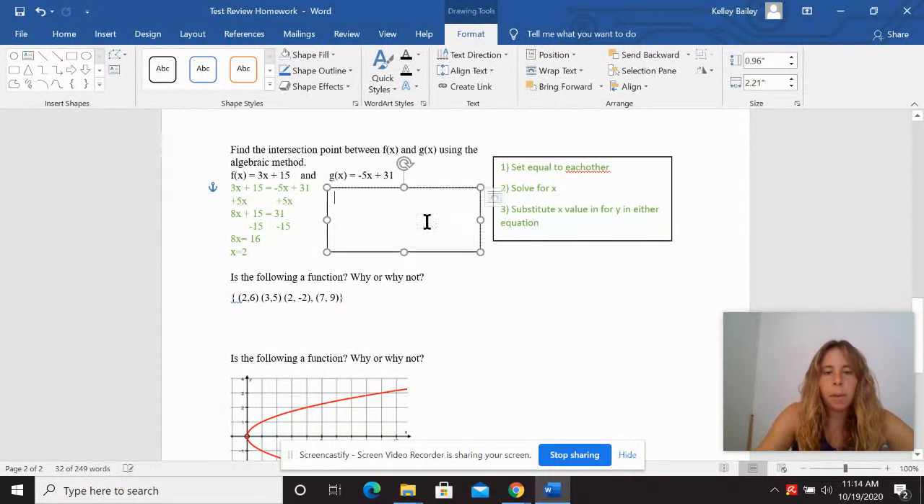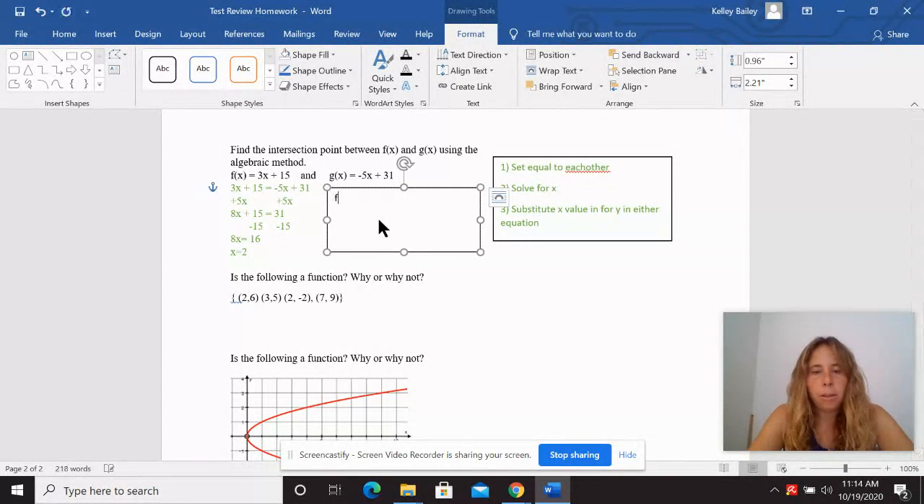Okay, so now my last step is to substitute the x value in either equation. So I'm going to take 2 and I'm going to substitute it in for x in either equation. It doesn't matter. This is where they're equal to each other, so you'll get the same thing. I'm going to do f of x.